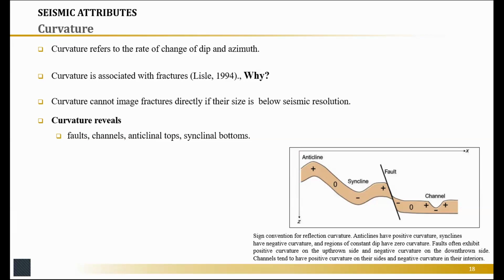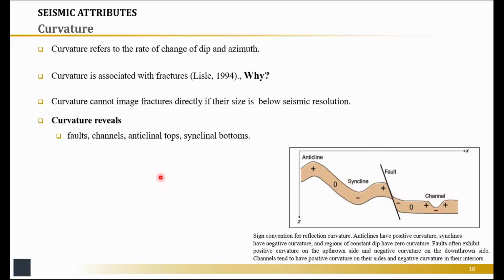The curvature also cannot image the fractures directly because of the problem of size, which is below seismic resolution. So the curvature can reveal the channels, anticlinal tops, and also the synclinal bottoms. All of this can be yielded using curvature. Faults also, because you see here in faults you have some dragging. This dragging gives you a synclinal shape, which will be a negative curvature, while on the anticlinal it will be a positive curvature. So you can determine the faults and structural features, and even stratigraphic features like channels: the sides of the channel give you positive curvature, while the center of the channel can give you negative curvature.